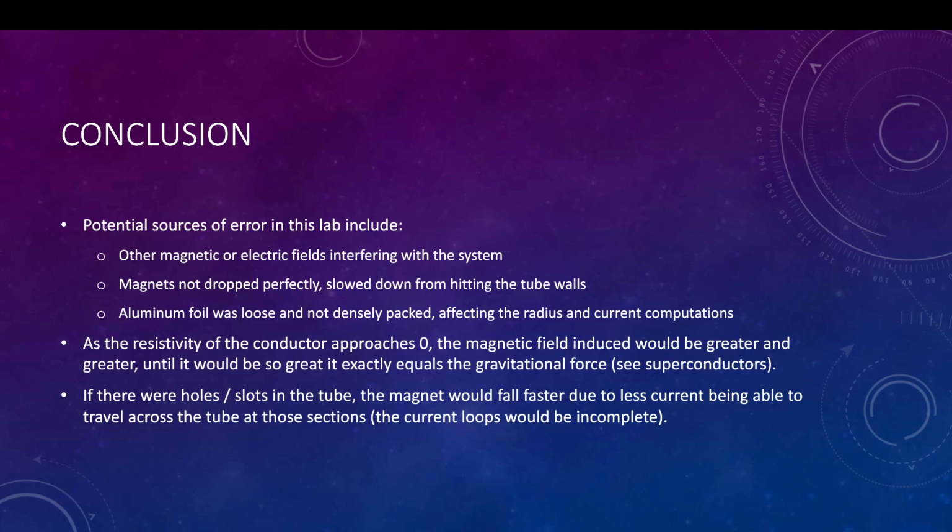For the extension questions, as the resistivity of the conductor approaches zero, the magnetic field induced will be greater and greater, until it will be so great it exactly equals the gravitational force and cancels out. This is how superconductors work. If there were holes or slots in the tube, the magnet will fall faster due to less current being able to travel across the tube at those sections, since the current loops would be incomplete.